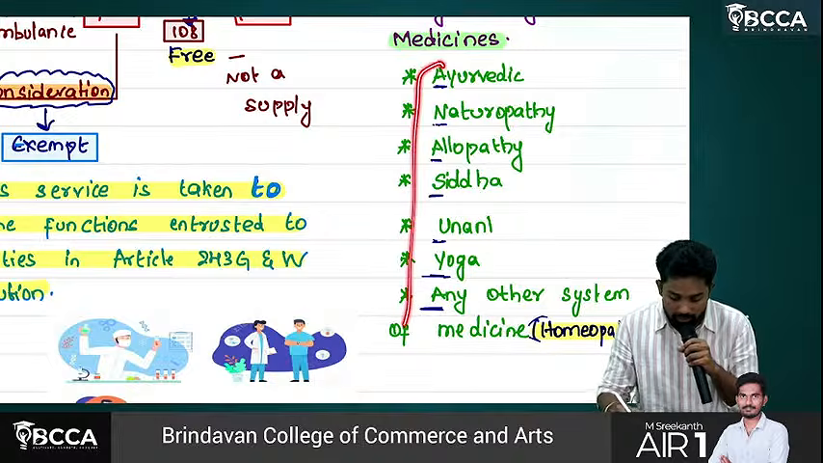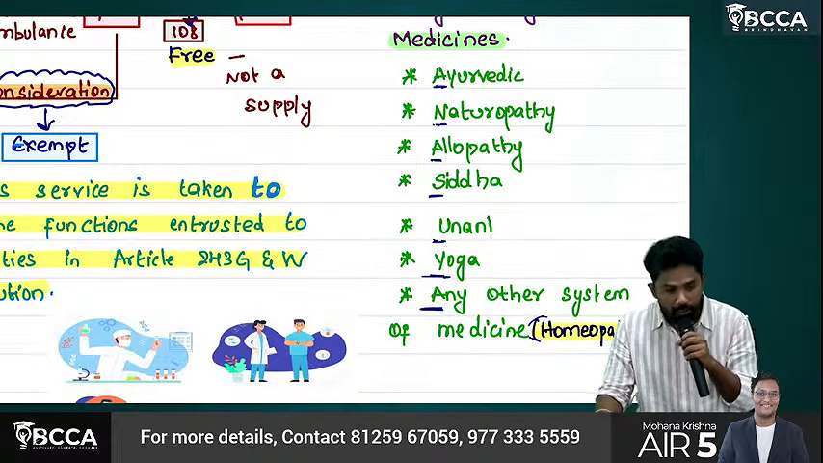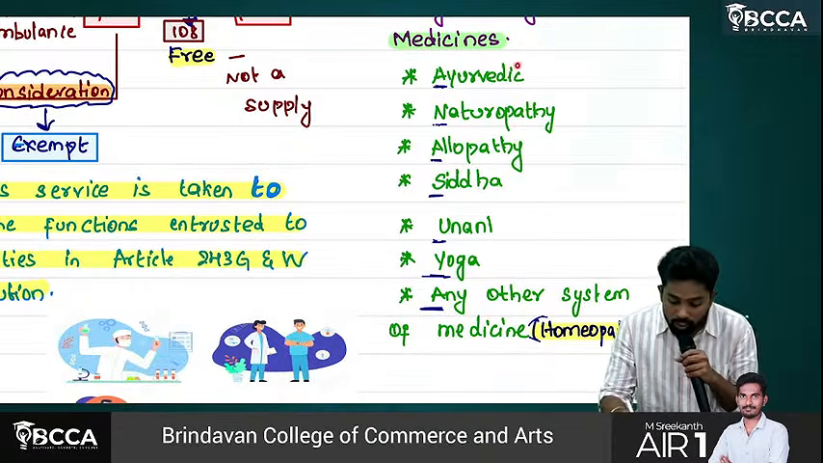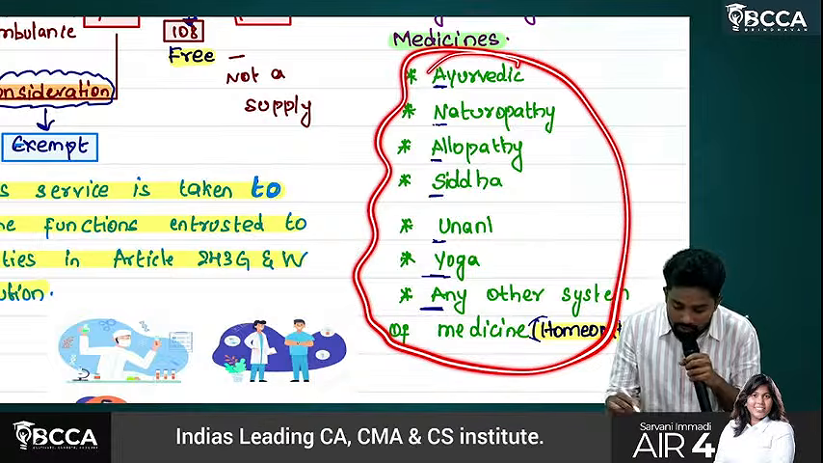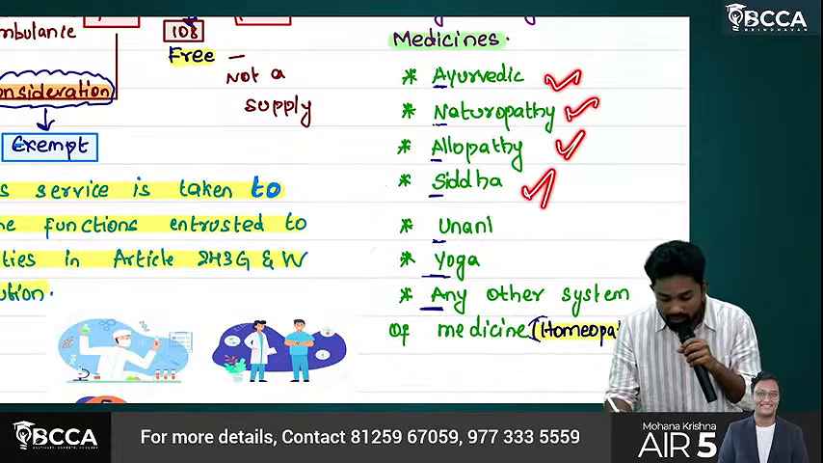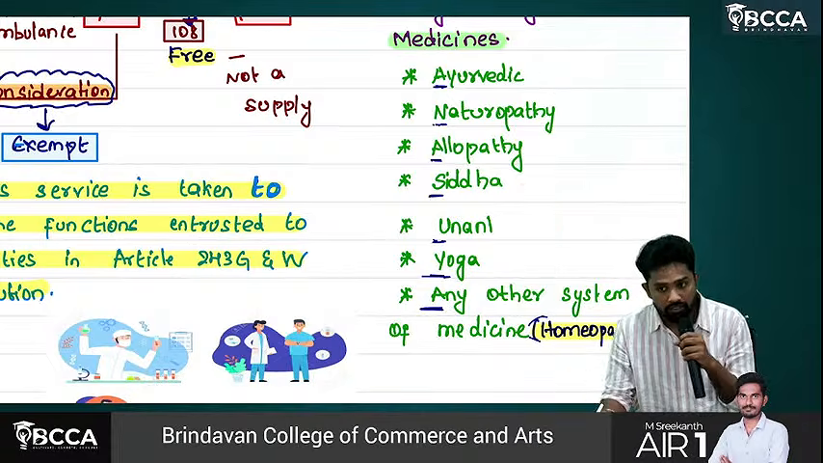Okay, you can remember like here what? Anasuya. Ayurvedic, naturopathy, allopathy, Siddha, Unani, Yoga, or any other. So only these are called recognized system of medicines. The treatment should be provided in these systems only, then only they are exempted. So what else could be there other than this?